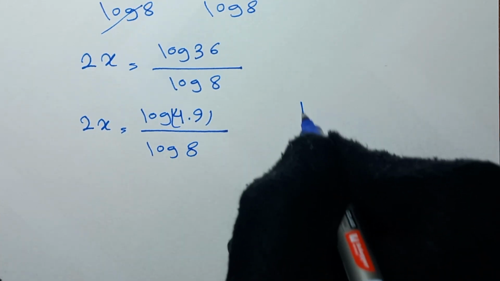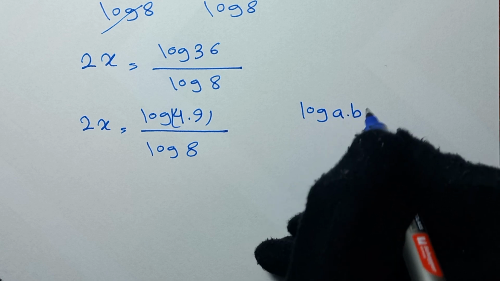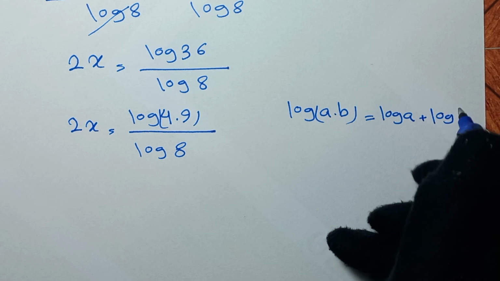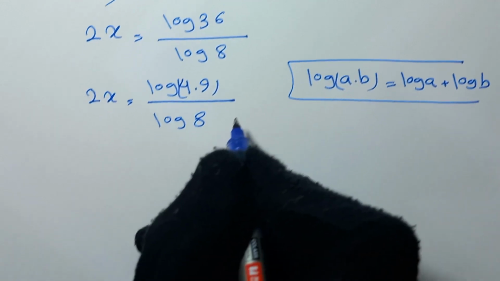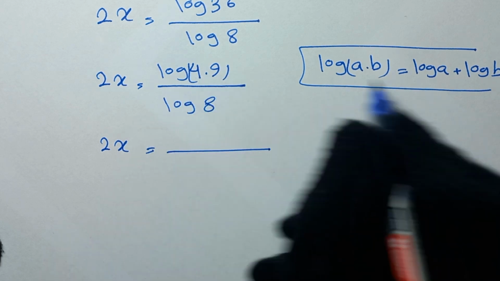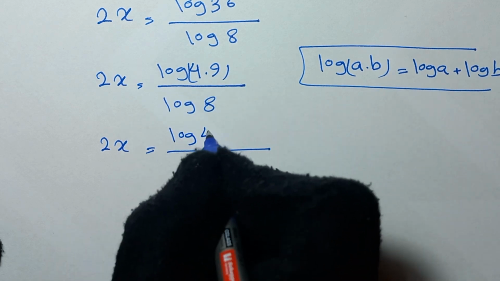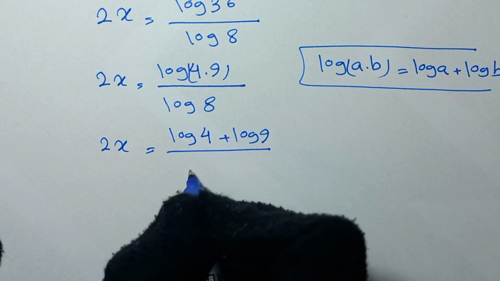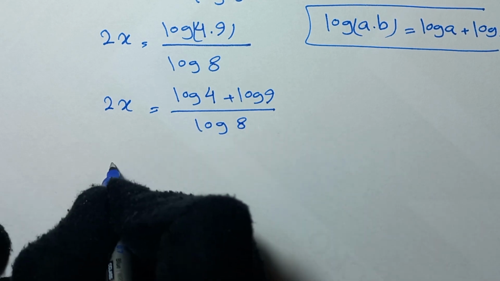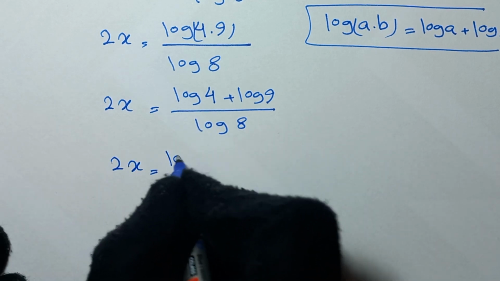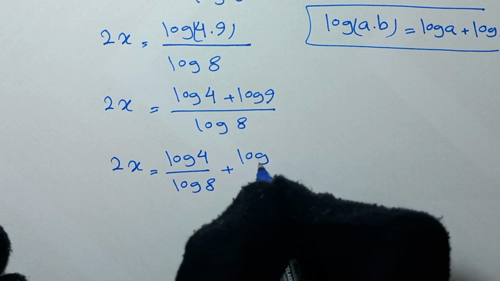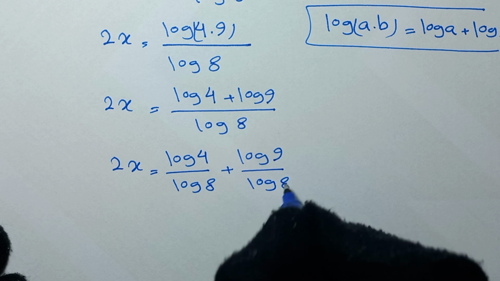And here, if we have log a times b, this is equal to log a plus log b. So it will be 2x is equal to log 4 times 9, so we can write this as log 4 plus log 9 over log 8. And in the next step, we separate this fraction, and it will be 2x is equal to log 4 over log 8 plus log 9 over log 8.